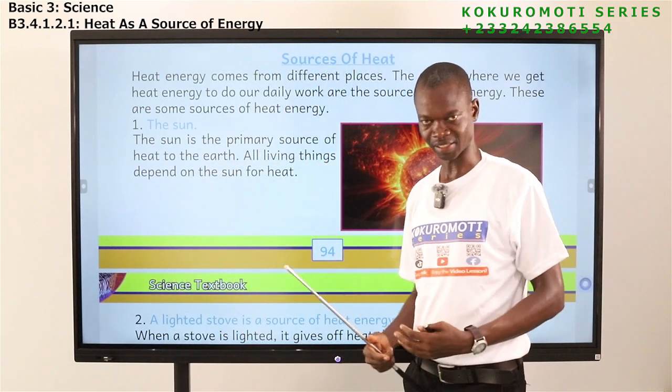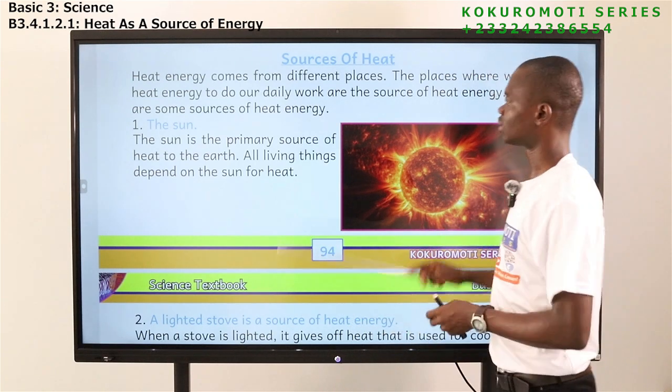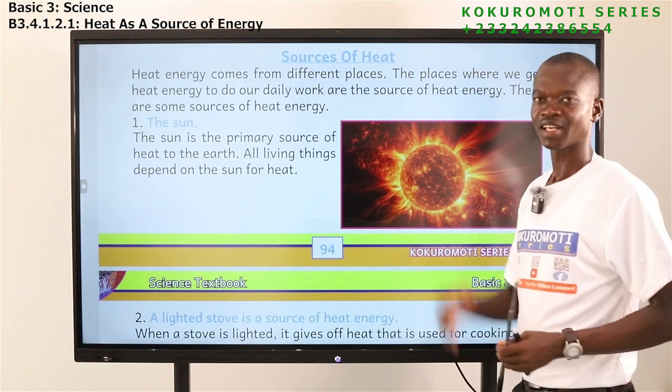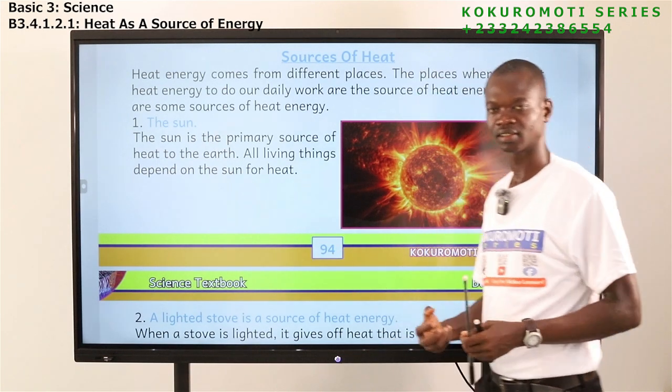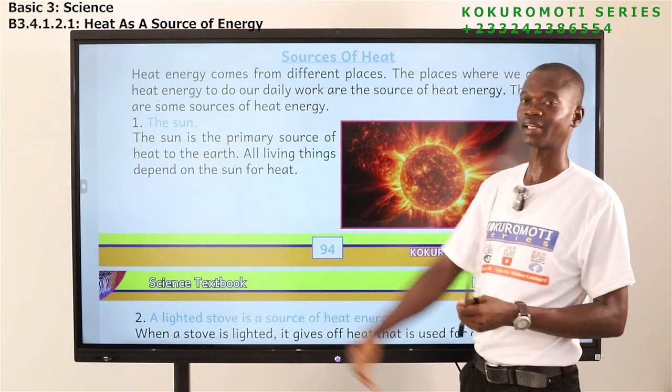If you want heat energy, where will you go? How do you get it? We are going to look at it. Now, sources of heat energy. Number 1, the sun. The sun produces what? Heat. And we use that heat to do so many things.